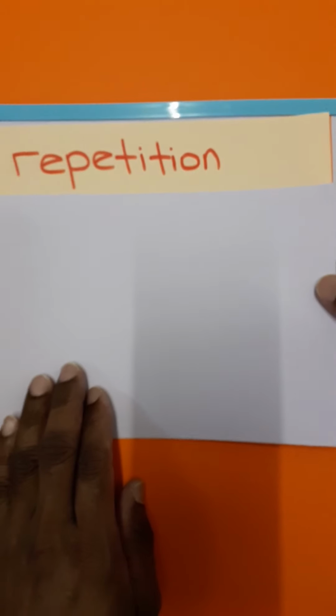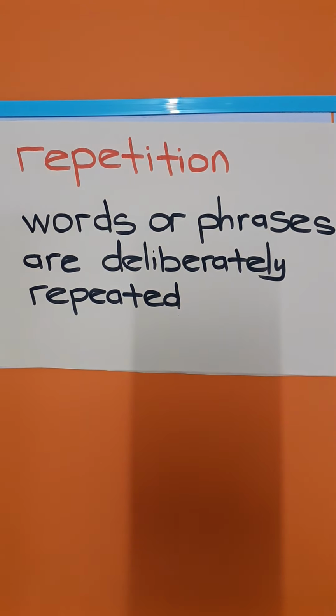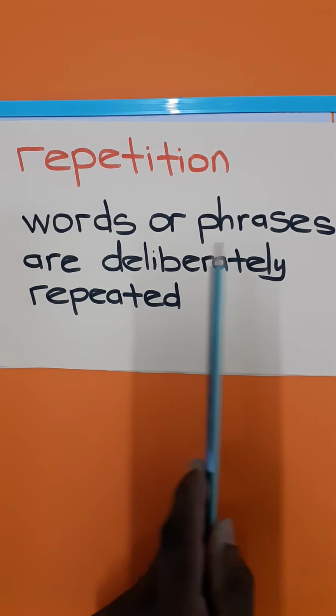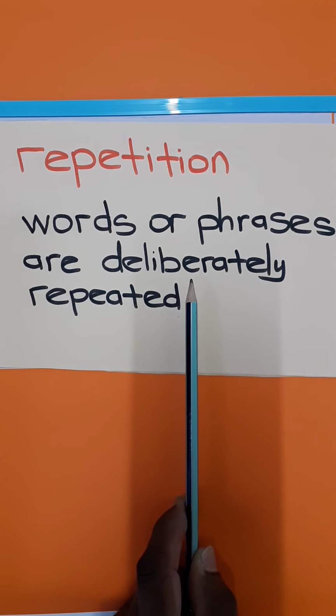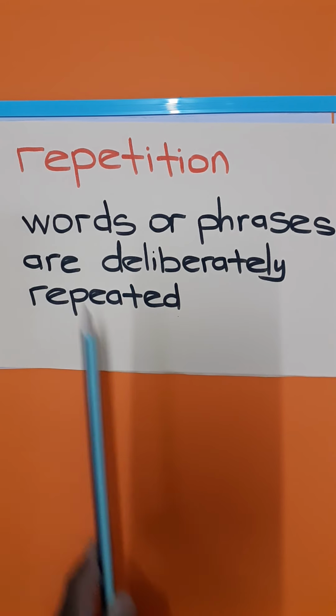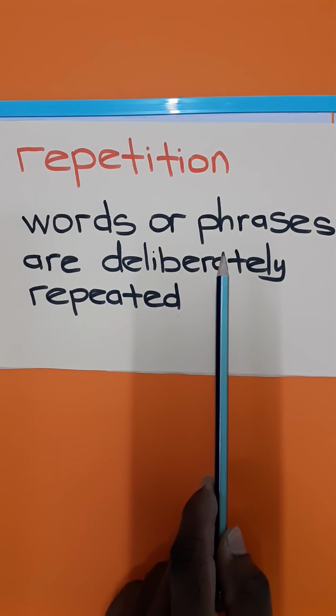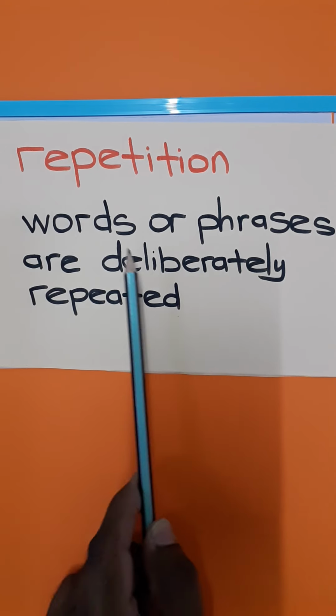The first technique will be repetition. Now, words or phrases are deliberately repeated. The poet decides to repeat certain words or phrases intentionally. Deliberately means intentionally, because the poet wants to bring these words to the attention of the reader, so therefore he decides to repeat these words.